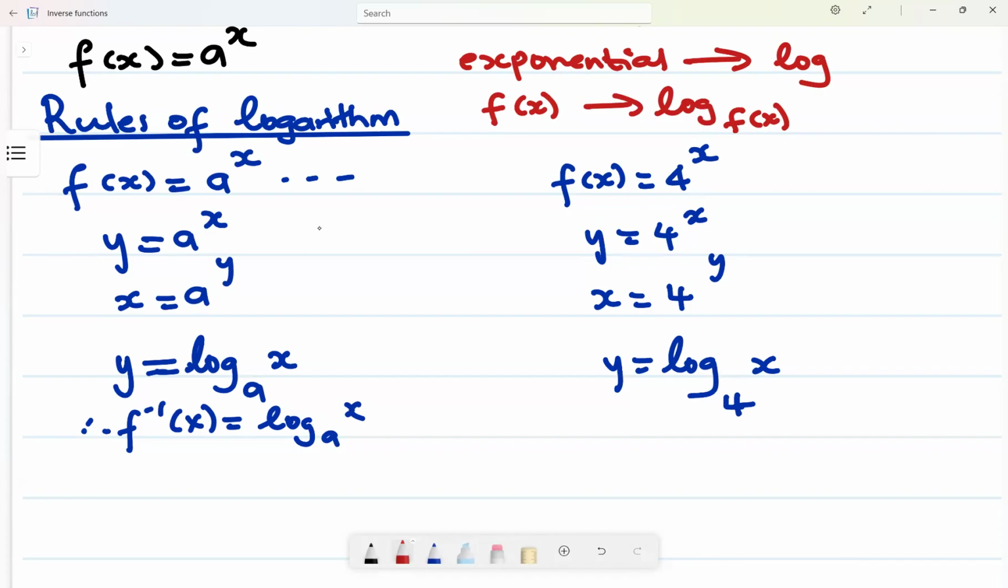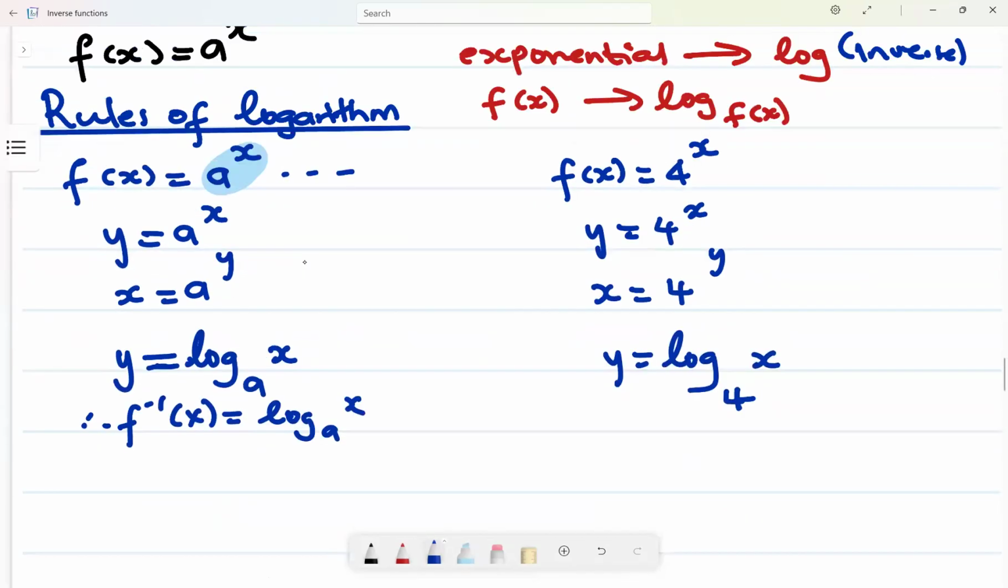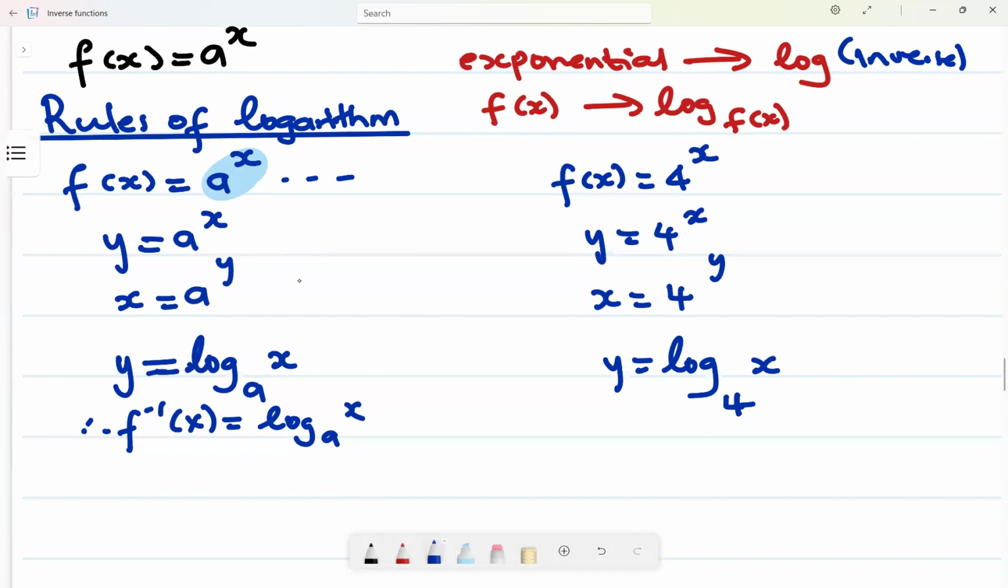Check. What is f of x? F of x is equal to a to the power of x. I said when you want the inverse, the inverse of exponentiation is logarithm. Now I'm saying if you have f of x equal to something, the inverse is going to be log of whatever that something is.